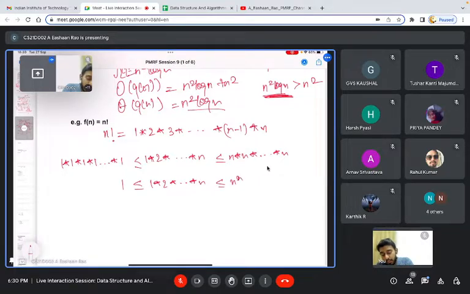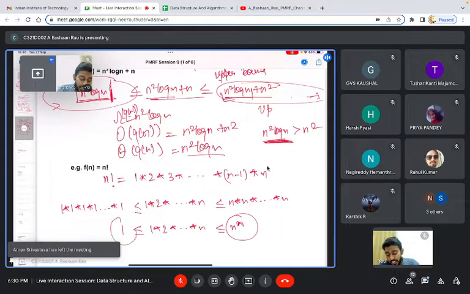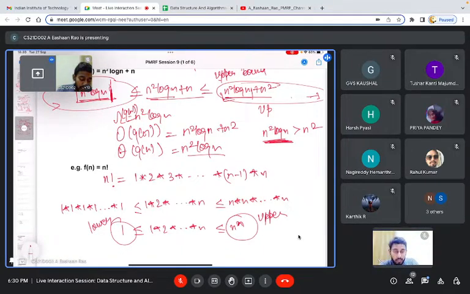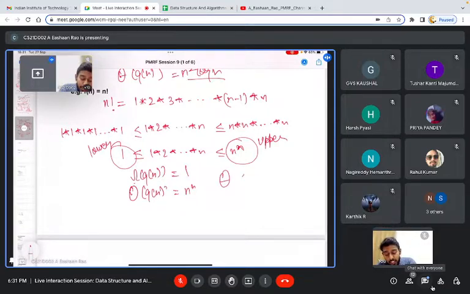which is less than n raised to n. Now, in earlier examples we have seen that there is some similarity in upper bound and lower bound, but here the upper bound and lower bound are nowhere similar. So in this case we can say that big omega of g of n will be 1, big O of g of n will be n raised to n, but there will be no theta.